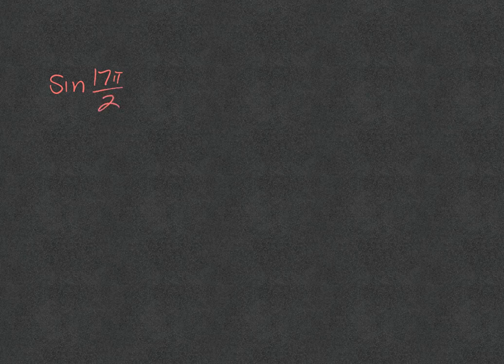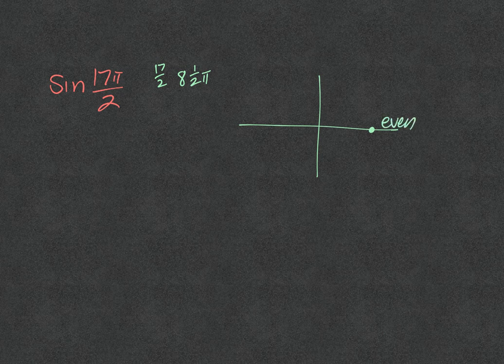So do you remember what to do with these? Put it into a mixed number. So what is 17 over 2? 8 and 1/2 pi. And then the trick is what goes where? Evens on the right, odds on the left. So the 8 tells you to come here, start here. And then if it is a half, you actually stop at the top part here, which would be that pi over 2 angle. The coordinate point there is (0, 1). So the sine there is what? 1.